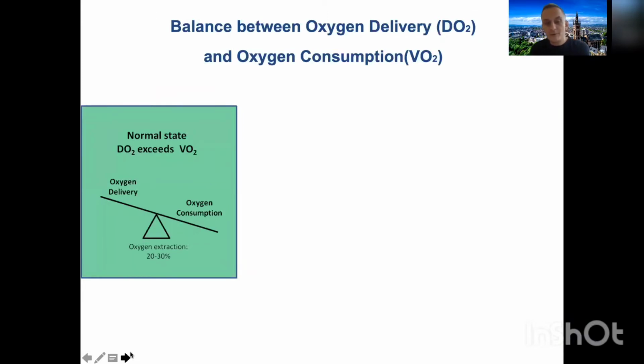I want to also talk about the pathophysiology of oxygen delivery and oxygen consumption. In the normal state, the amount of oxygen delivered by the circulation exceeds the oxygen consumption in the tissues. So the DO2 exceeds the VO2. And therefore, the oxygen extraction, or the amount of oxygen that the tissues take out of the blood, is only around 20 to 30%. That's why if you have 100% saturated arterial blood, venous blood returning to the heart is probably around 70% saturated.